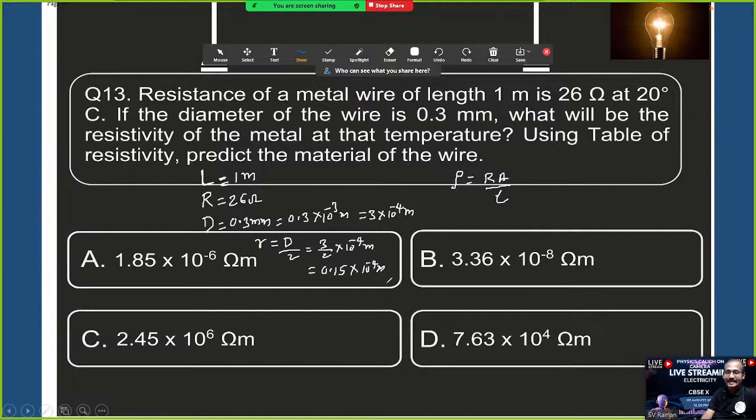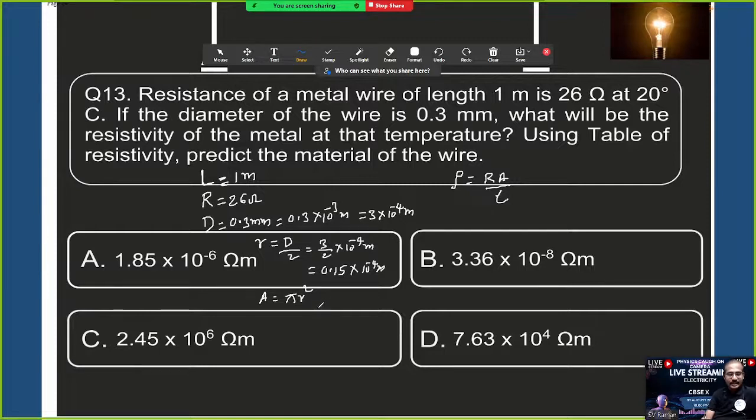That is the radius. But what do we want over here? The A value. A is the cross-section area. Cross-section area of a wire, let's say this is the wire. This wire's cross-section is like a circle. Yes, the area of a circle is pi r square. So we are calculating pi r square.